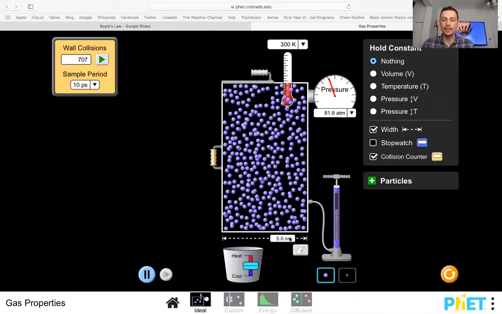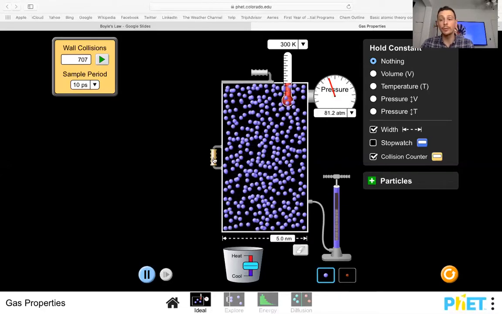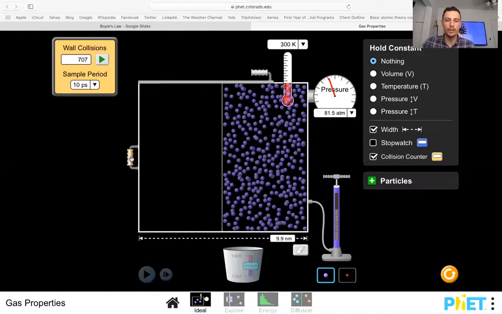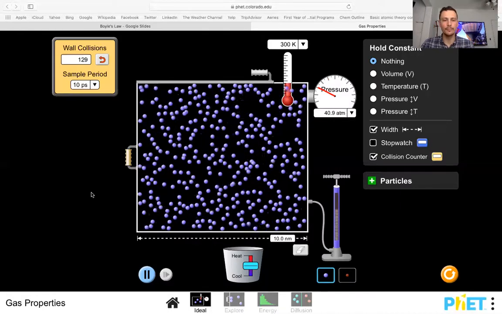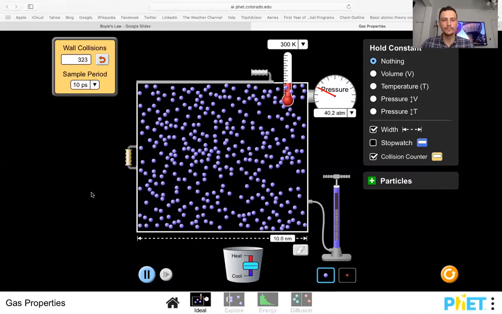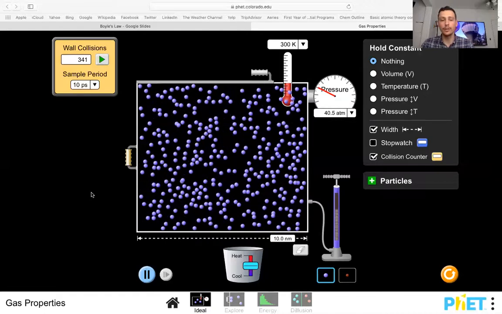Now on the flip side, right, we're at 5 nanometer width here. What if we double it, right? We're going to double the size of our container, go up to 10. Remember these numbers, 700 approximately wall collisions and about 81 atmospheres of pressure. If we double the volume, right, so we're increasing the size of our container, let's test out the wall collisions again. It's a little under 350, right? So it's about half as much.